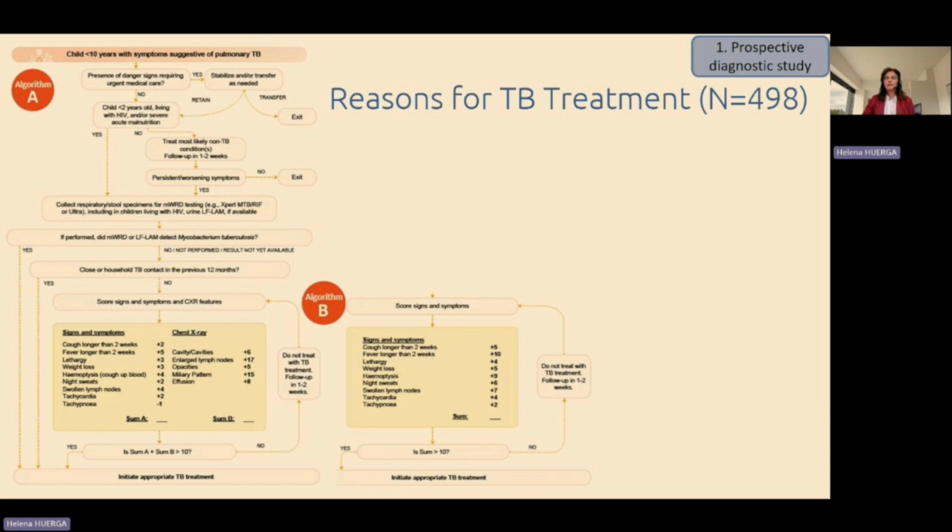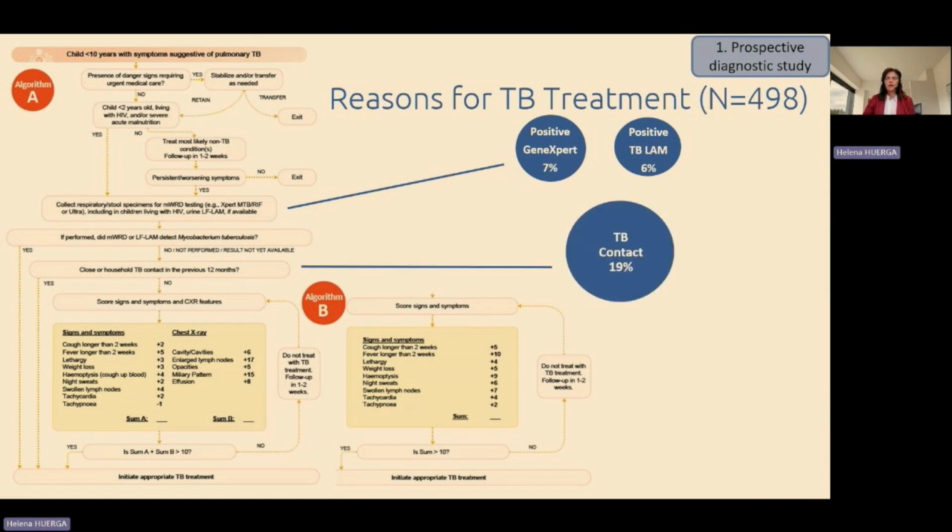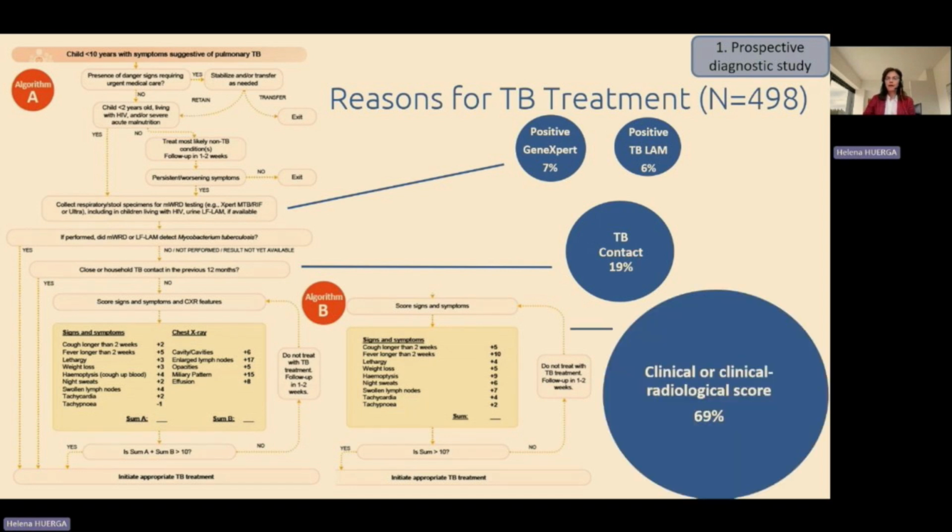Now let's look at the main reason to start TB treatment, to diagnose the children among those that were diagnosed with tuberculosis, so 498 children. If we follow the algorithm steps, starting by GeneXpert and LAM, we can see that among these children, 7% were Xpert positive and 6% were LAM positive. For 19% of the children, the main reason to start TB treatment was the contact with a person with TB. And for 70% of the children, the main reason to start TB treatment was the clinical or the clinical and radiological score.